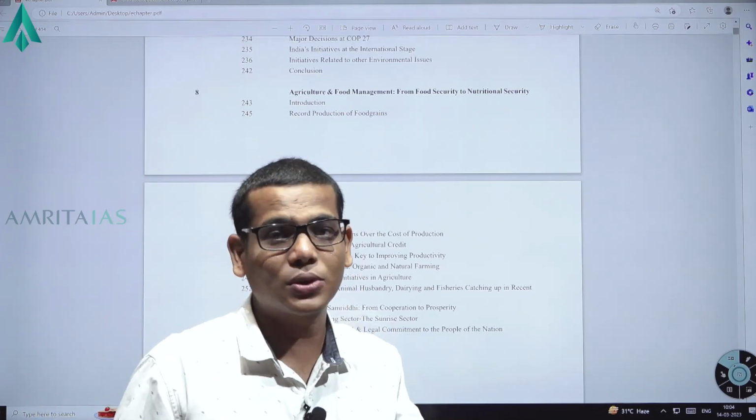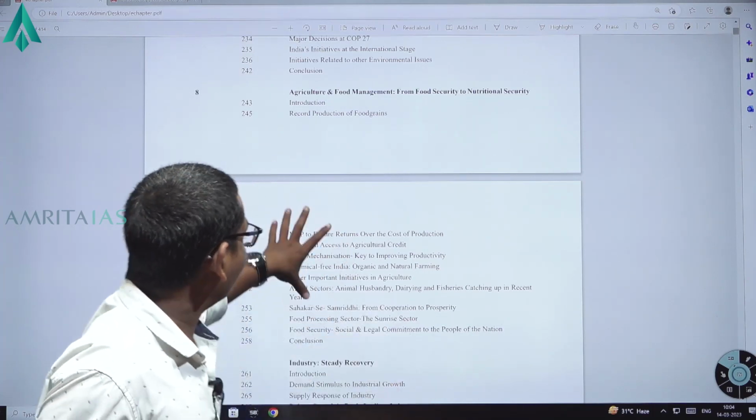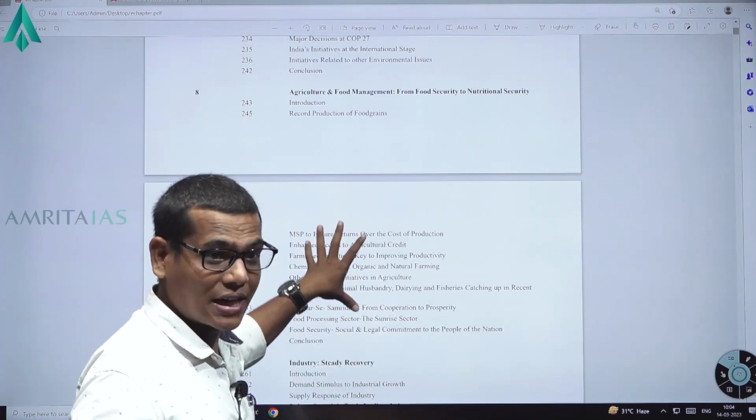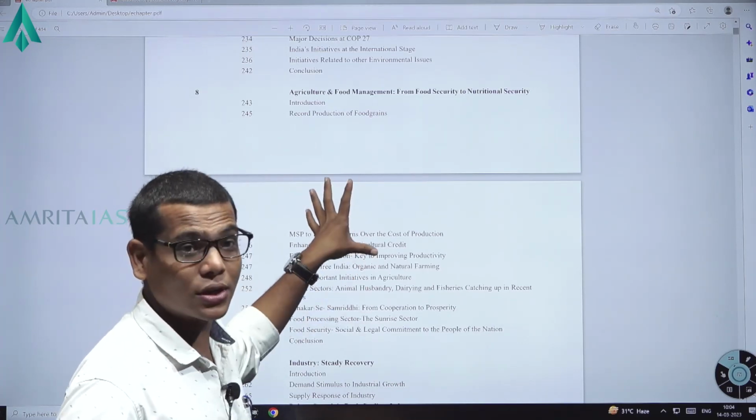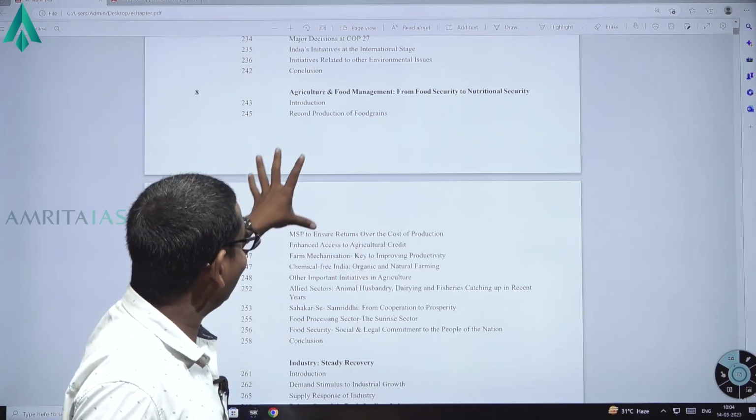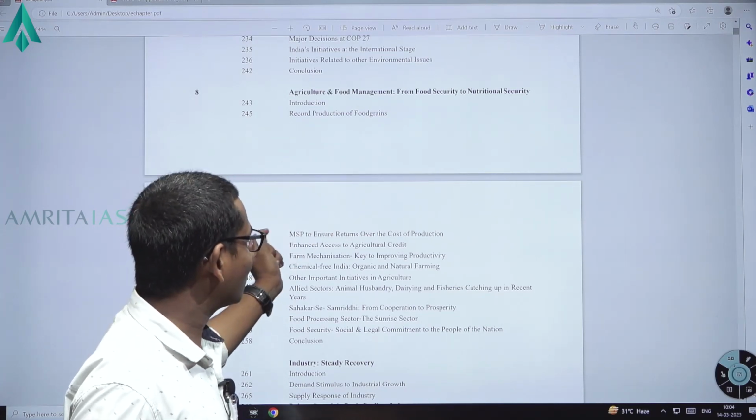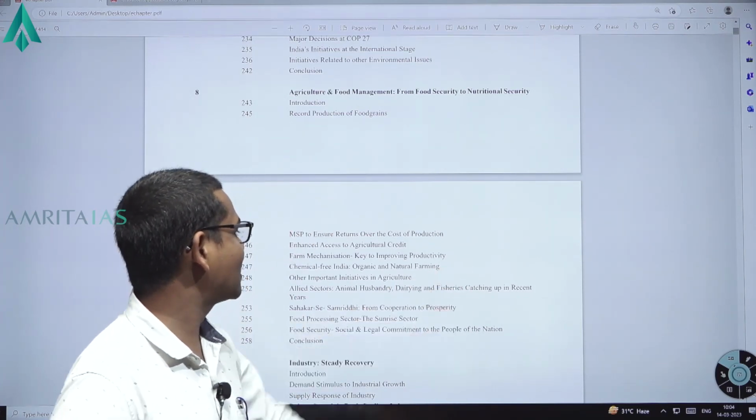At least you can answer 2 to 3 questions. So definitely this chapter is very, very important, especially for mains, for prelims also. Because agriculture has its own weightage, and it deals not only with farming, it also deals with animal husbandry, dairy, fisheries and other things.